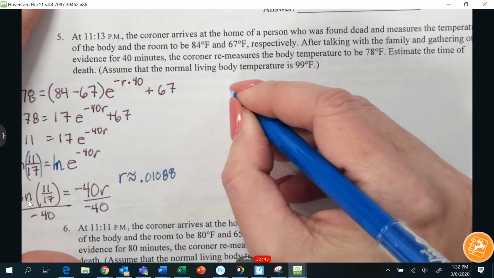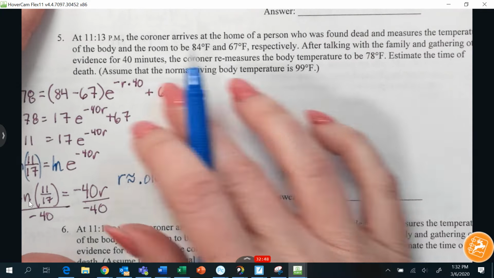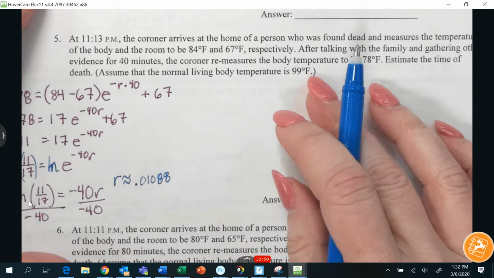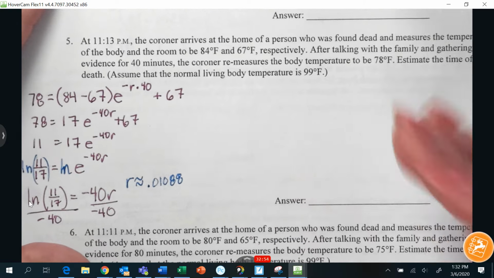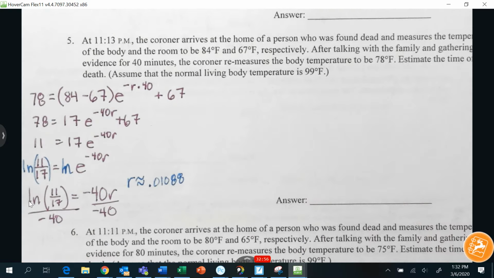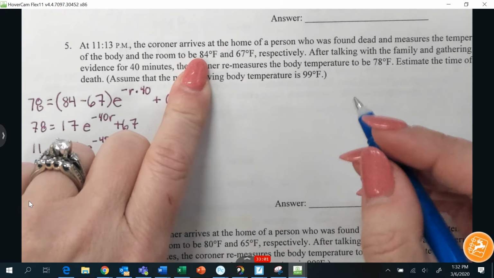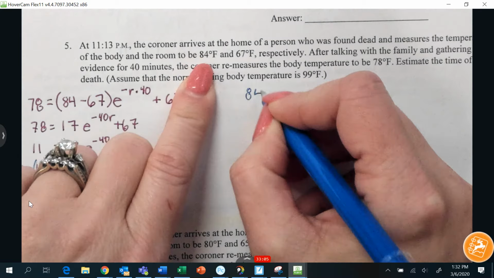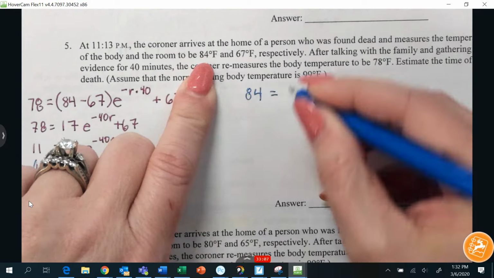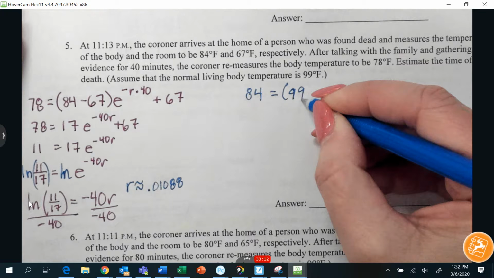So now we need to find out at what time this person died. So now what I'm going to do is try to solve for the little t. We do know the new temperature when the coroner walked in the room. I know the temperature was 84. That is now after time has passed. That becomes after time. Original temperature of the body when it died was 99. So we're kind of going back in time.